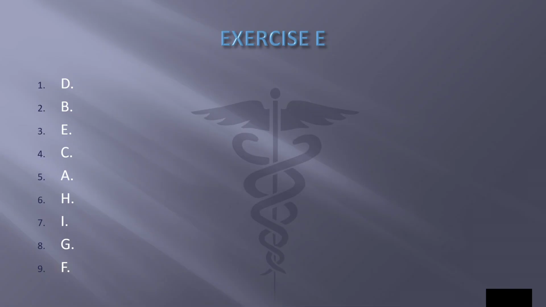And 4, electroencephalogram, is letter C, record of the electrical activity in the brain. 5, PET scan, is letter A, uptake of radioactive material in the brain shows how the brain uses glucose. 6, MRI, is letter H, magnetic and radio frequency waves create images of the brain and spinal cord tissue.